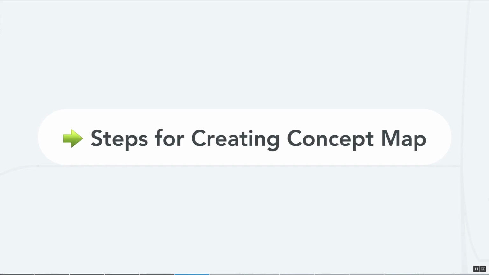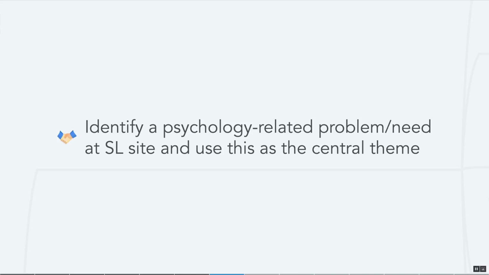Okay, so let's get started for creating your concept map. Where do you begin? So first, you need to identify a psychology-related problem or need at your service learning site, and this will be the central theme in your concept map. It can be a general concept, or it can be a little more specific. I'm going to give you a few examples, but please don't feel limited.